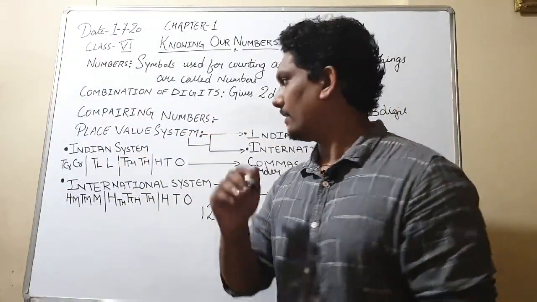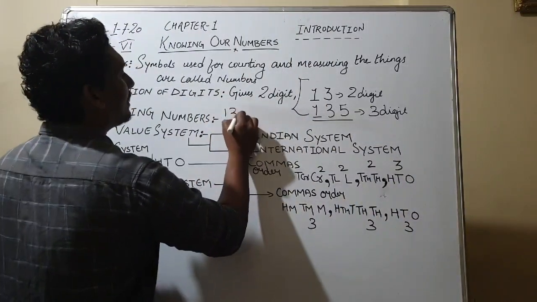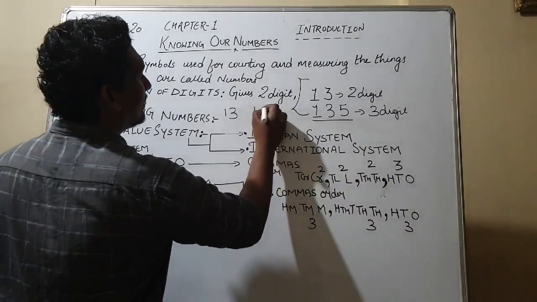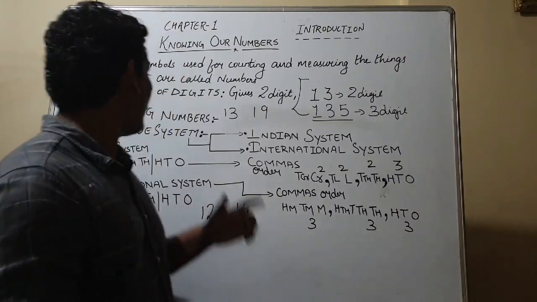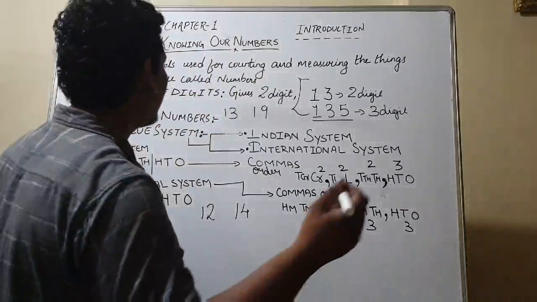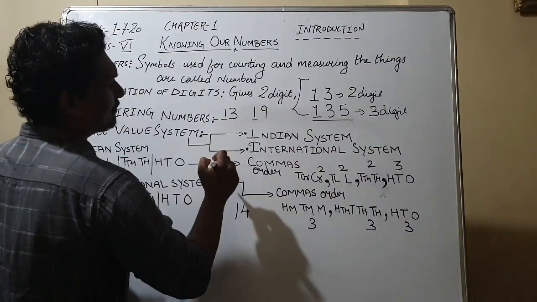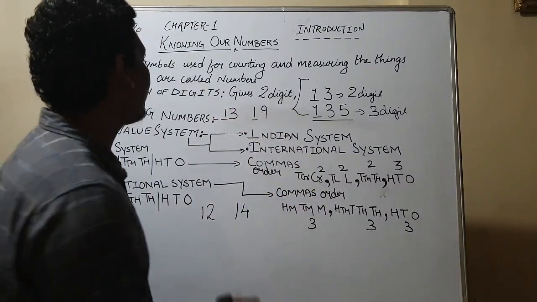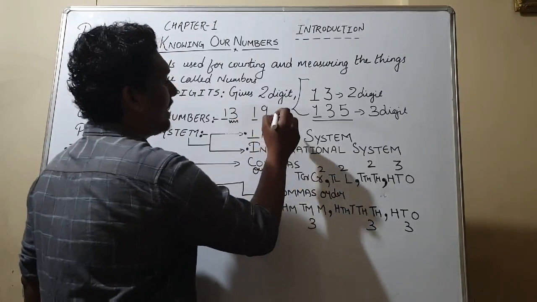Comparing of numbers, what is comparing of numbers? Suppose it's a 2 digit number, 13, and another number I am writing here, 19. Now see, both are 2 digit numbers here. How to compare this? Suppose this is the first place. I am comparing this first place, and this is also the first place. Both are same. Same way we are having 3 here and 9 here.